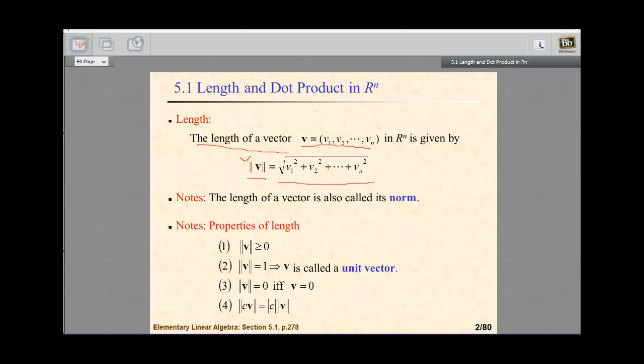As you know, any length can never be negative. So we say that length can never be negative, or we can say the norm can never be negative. The norm is equal to 1 if and only if the vector is a unit vector. Similarly, the norm will be equal to 0 if and only if v is equal to 0. And if you multiply any constant c with the vector, the constant comes outside the norm as its absolute value.